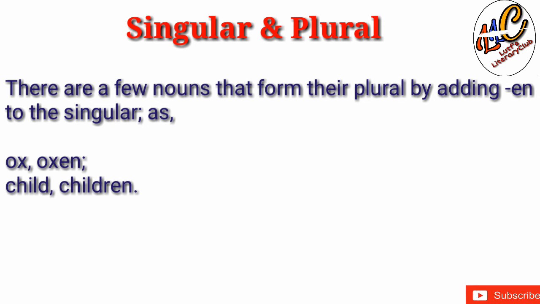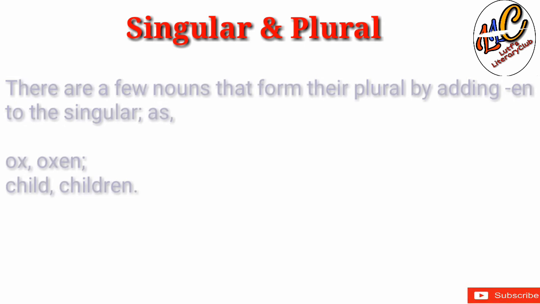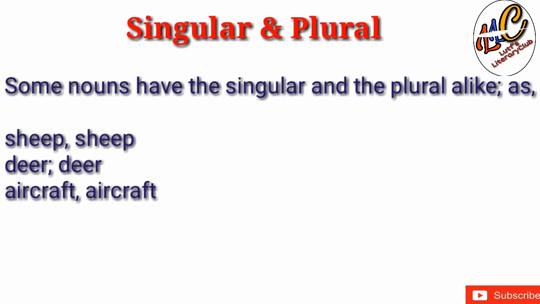There are a few nouns that form their plural by adding en to the singular. For example, ox, oxen, child, children. Some nouns have the singular and the plural alike. For example, sheep, sheep, deer, deer, aircraft, aircraft.